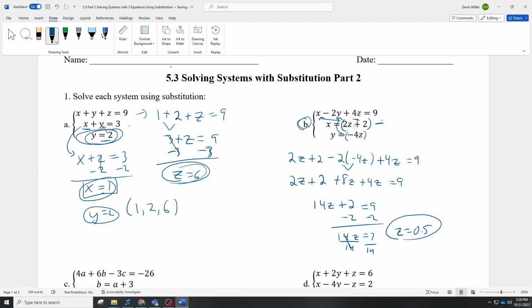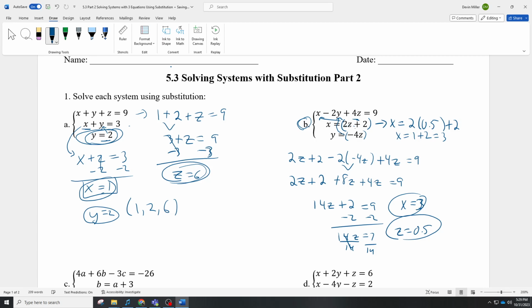So let's go back up to the second equation. That's x equals 2 times z, which is 0.5, plus 2. So we'll finish that one out, and we get x equals 2 times a half is 1, plus 2 equals 3. So now we know x is 3.